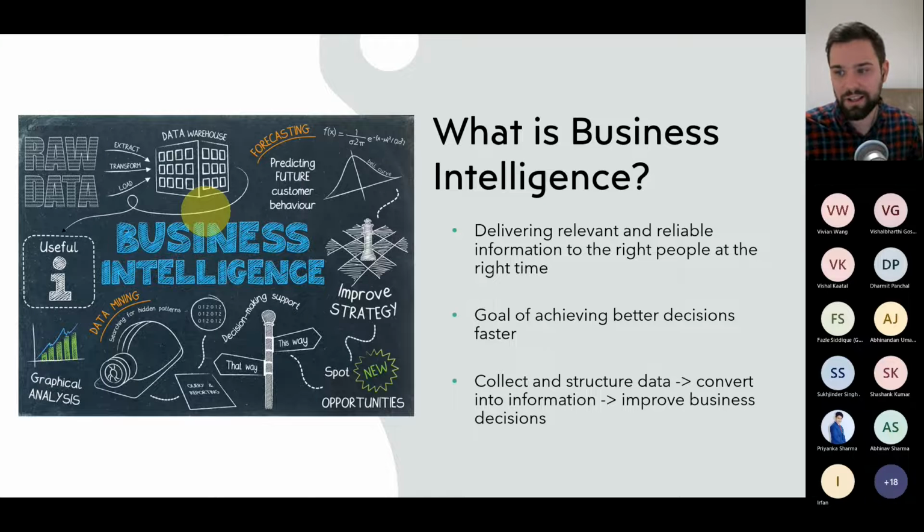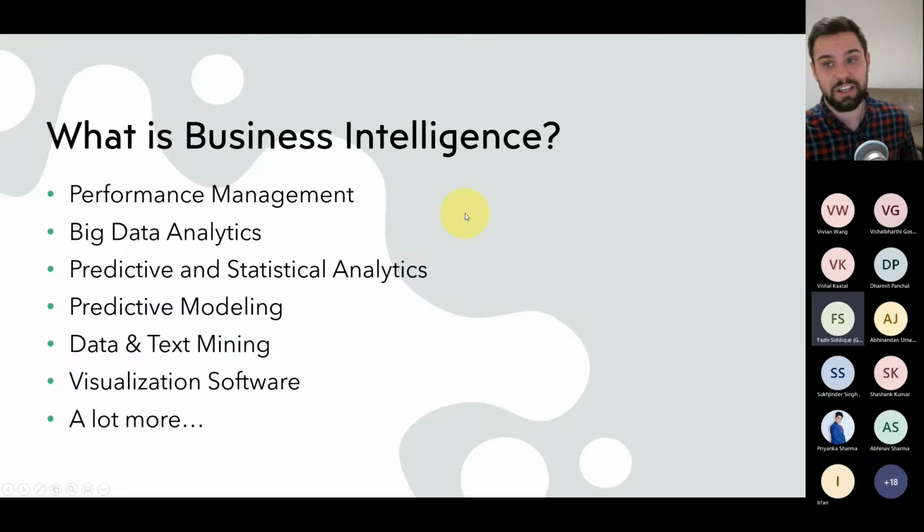So there's this goal of wanting to achieve better decisions faster for your business, right? So we're collecting data from our company, we're structuring it, we're going to tweak it to be the exact way we want it to. We're going to convert all of that data into information, and then we're going to look for trends and patterns that we can use to help improve business decisions, right? So we present that data in meaningful and actionable ways, which could be charts, reports, or dashboards, online or printed off, emailed to the CEO once a week or something like that.